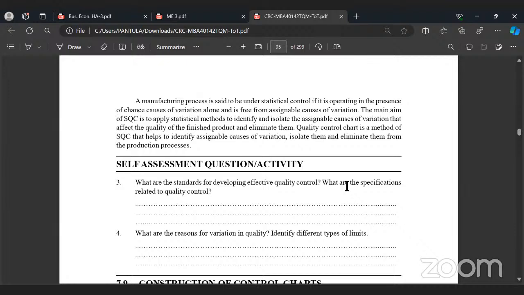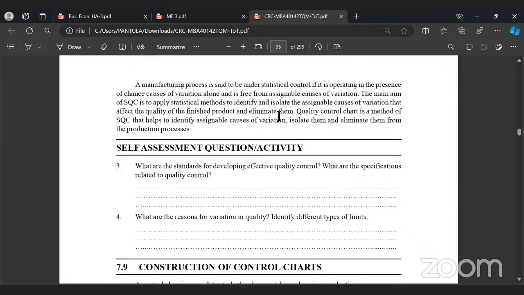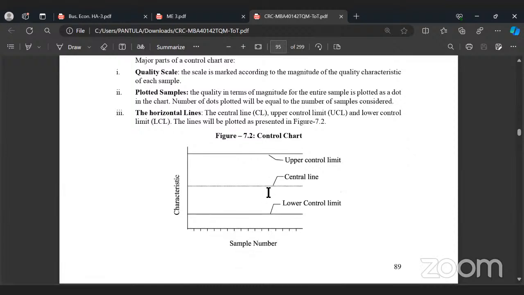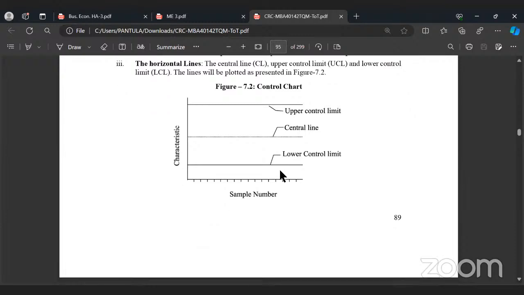Now, a manufacturer is said to be under control in this operation. So how can we construct charts? Quality scales, plotted samples, and horizontal lines. We'll see the limits: upper control limit, center line, and lower control limit. So there are three components.